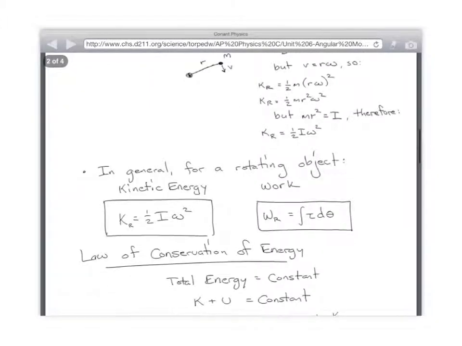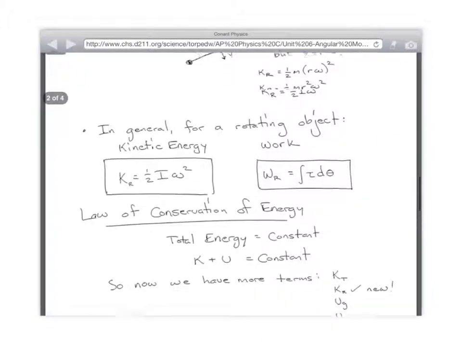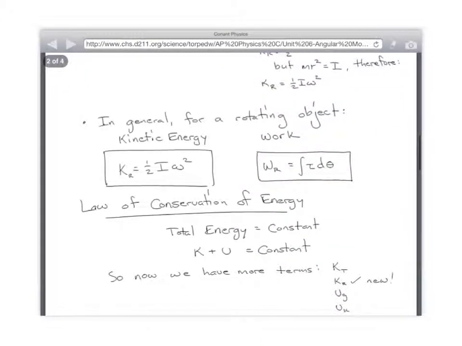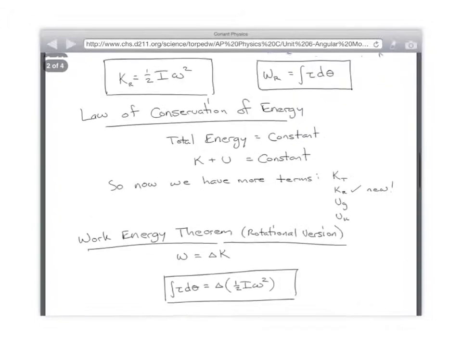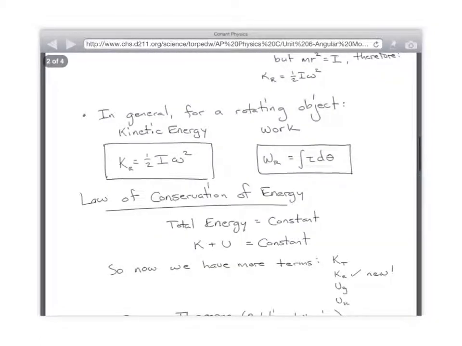Law of conservation of energy. Does conservation of energy apply to rotating things? Yes, of course it does. It's still the same equation. The total energy is still the kinetic plus the potential, and we're going to be using this all the time in this unit. Now we have more terms: translational kinetic energy, rotational kinetic energy, which is new, gravitational potential energy, and spring potential energy. Electrostatic we haven't done yet. Okay, good.